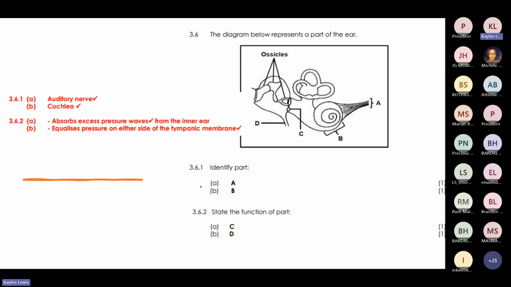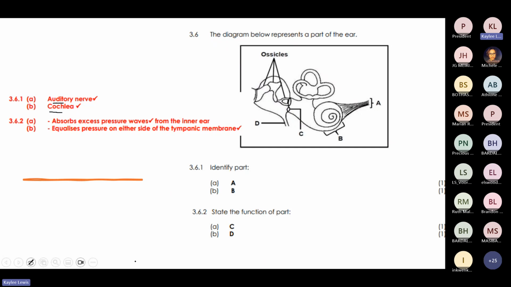So the first one says 3.6.1, identify part A. So part A, you can see, is leaving the inner ear, the cochlea, and it's going somewhere. We know it's going to the brain. So A would be the auditory nerve. Please do not get confused between auditory and optic nerve. Remember, the auditory nerve is in the ear, auditory is hearing sound, and the optic nerve is in the eye. Okay. Then identify part B. So part B is a circle spiral thing, and that would be called the cochlea.